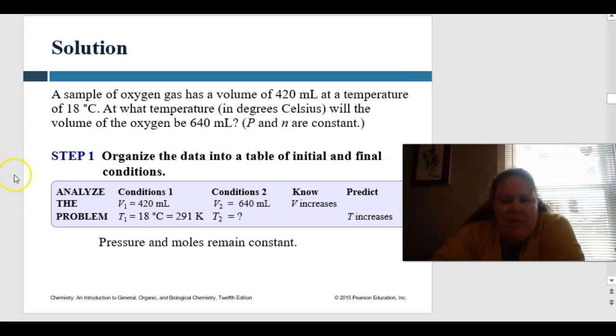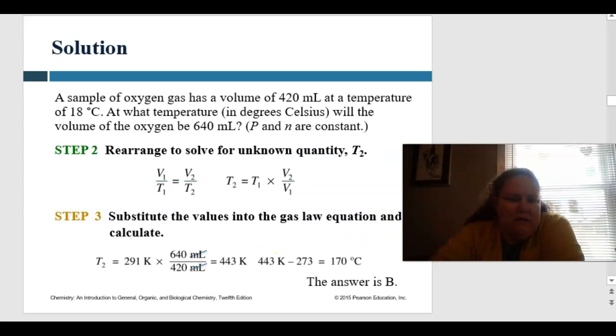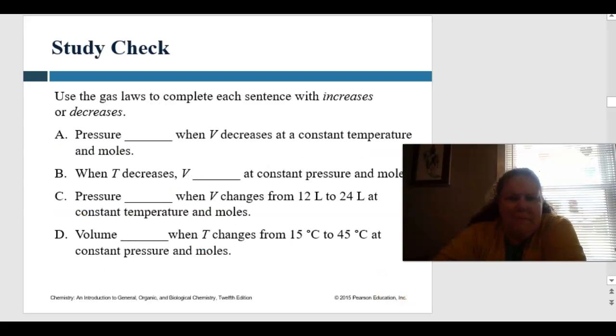So let's set it up. Our conditions 1 are here. Our conditions 2 are here. We know that the volume is going to increase, and we can predict, using this law, that T is going to increase as well. So let's solve for T2. And then plug in the numbers, and you can see that the answer is going to be 170 degrees Celsius, or B. Right?